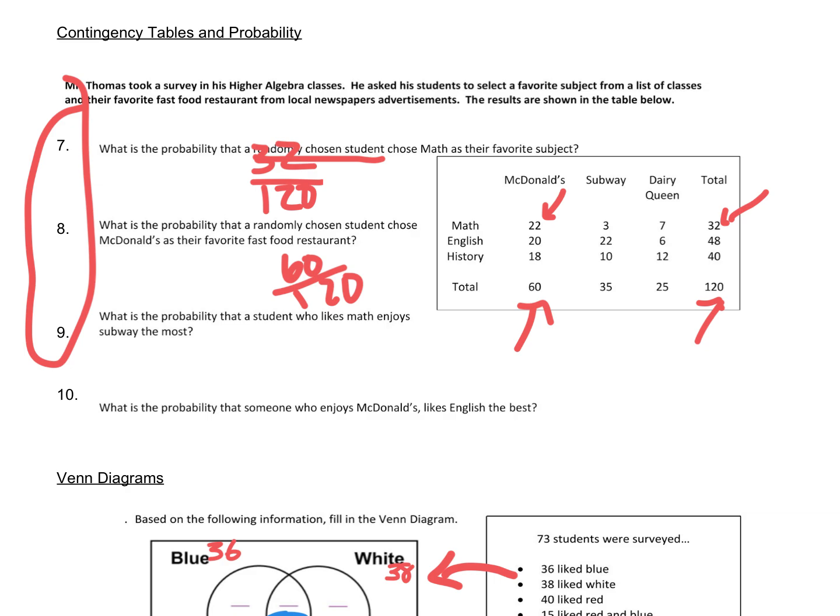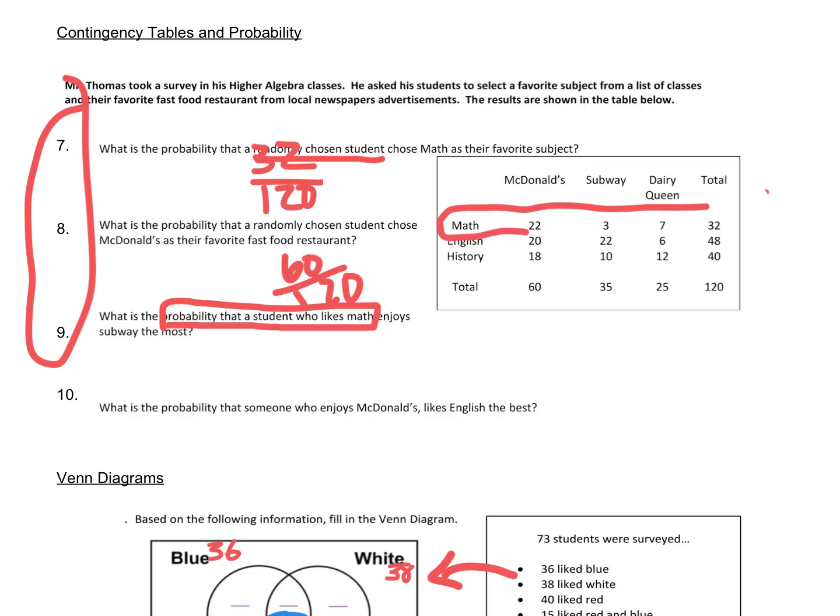And who likes math, oh wait, probability that a student who likes math, ooh, notice they are saying that it's only out of math liking kids. That's what they're saying with that. So I'm picking only from the math kids. That's these guys. And that narrows it down to out of 32. And now it's Subway the most. The thing I want is Subway, 3 out of 32. I know they never said the word given, but that's what they meant.